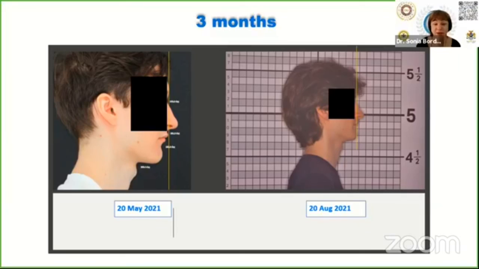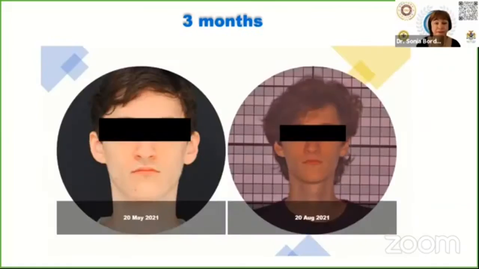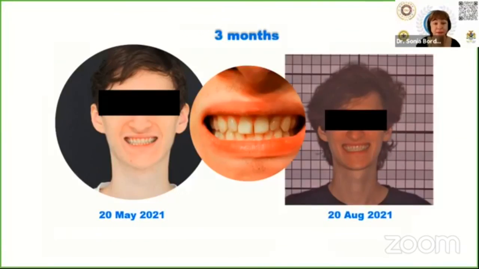His forward neck posture has been reduced. He gained some color and is starting to look healthier. And overall, he seems a happier patient.